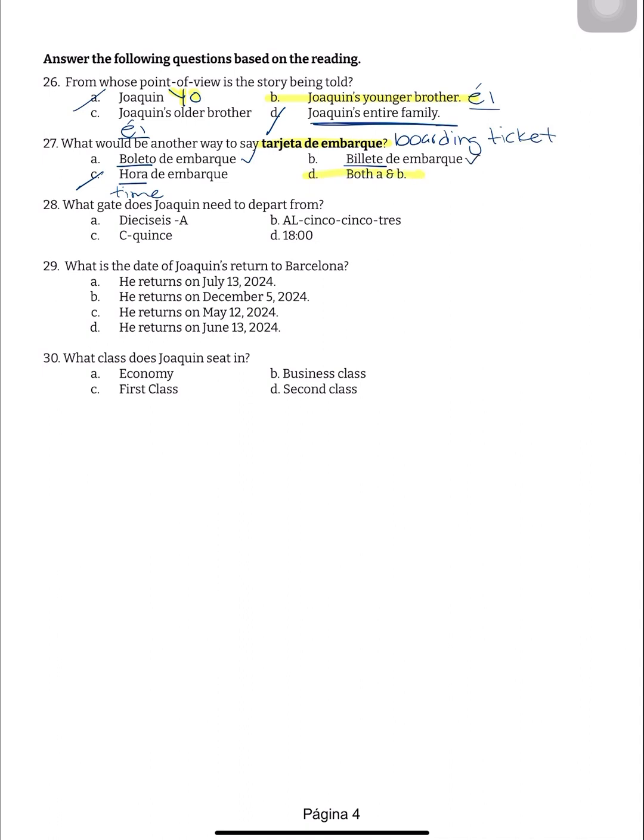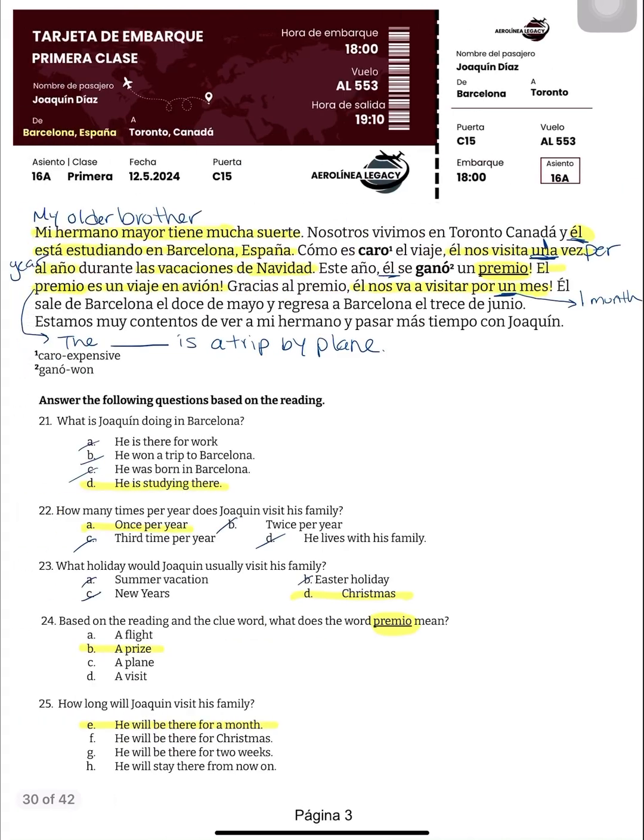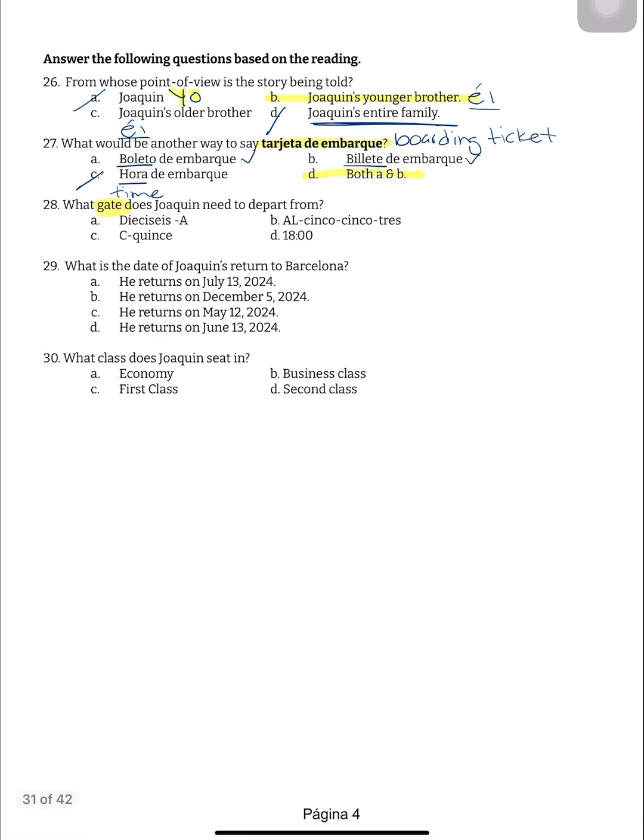What does Joaquin need? What gate does Joaquin need to depart from? So I'm going to go back here. I'm going to look at my ticket, and I'm going to look for the gate, which I find here, and that's going to be C15, making C my only answer.